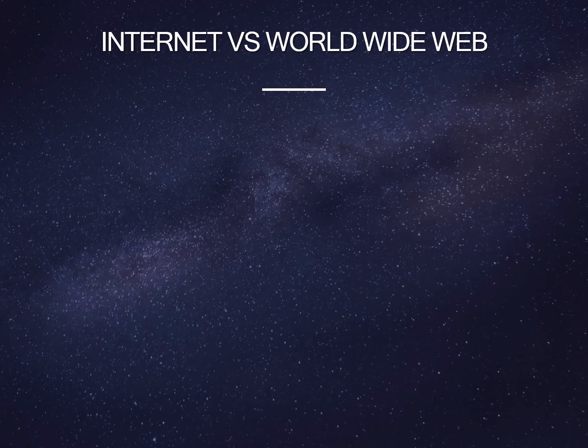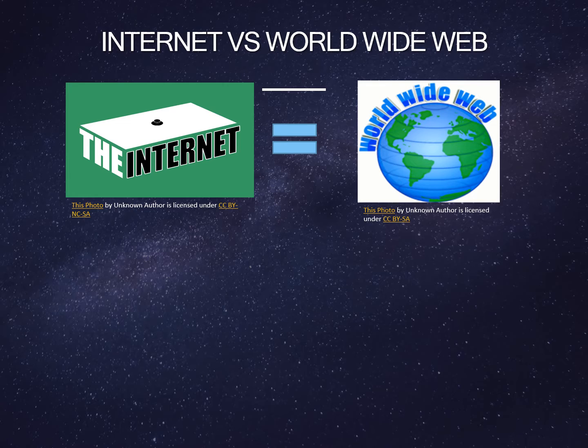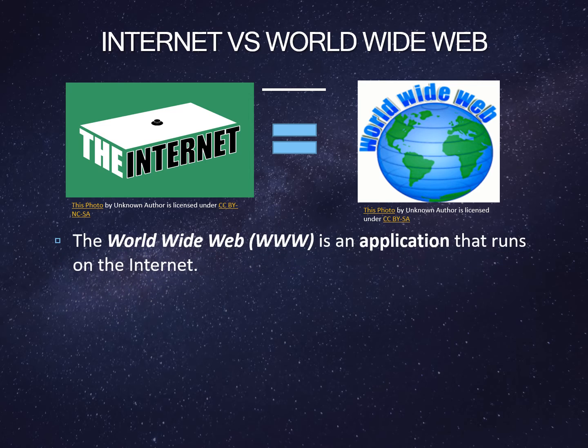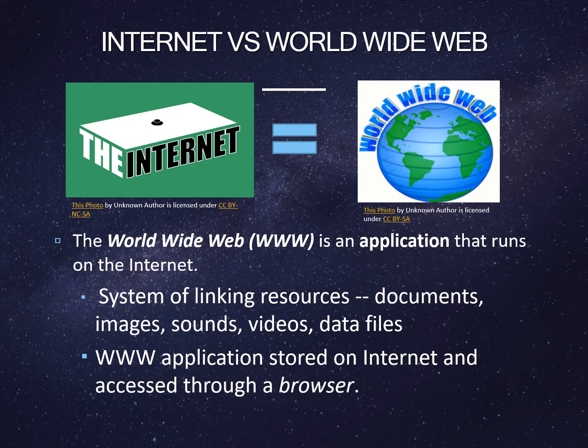So, is there a difference between the Internet and the World Wide Web? The answer is yes, there is a difference. The World Wide Web is an application that runs on the Internet. It is a system of linking resources such as documents, images, sounds, videos, and data files. The www application is stored on the Internet and is accessed through a browser.